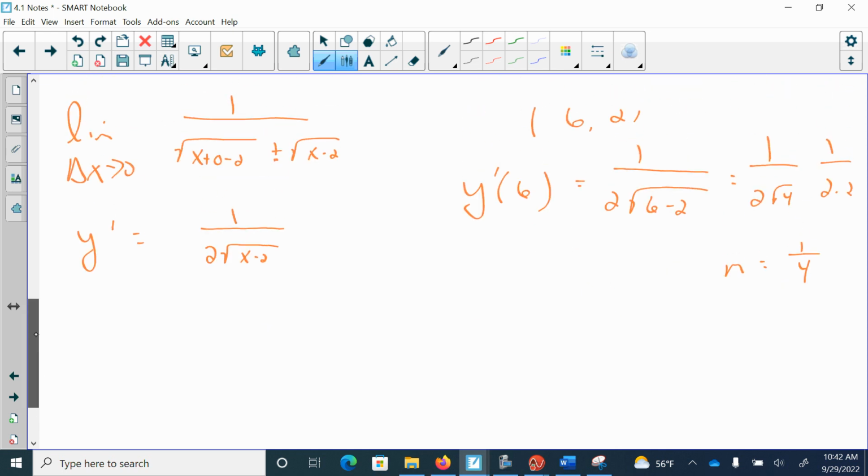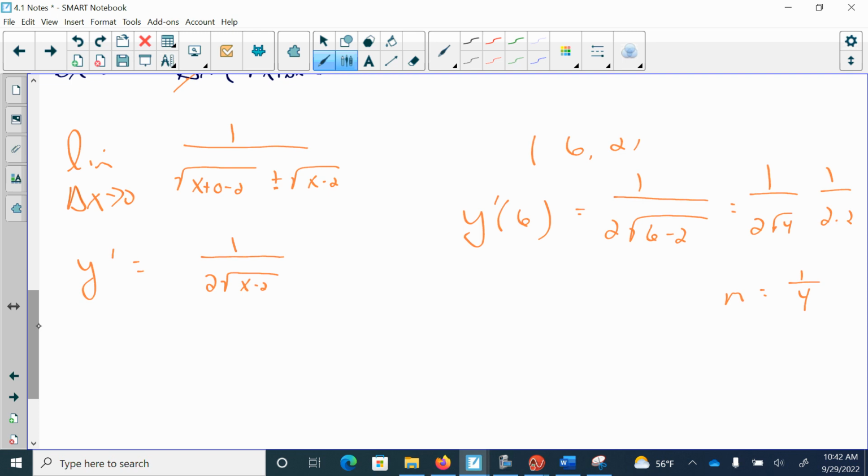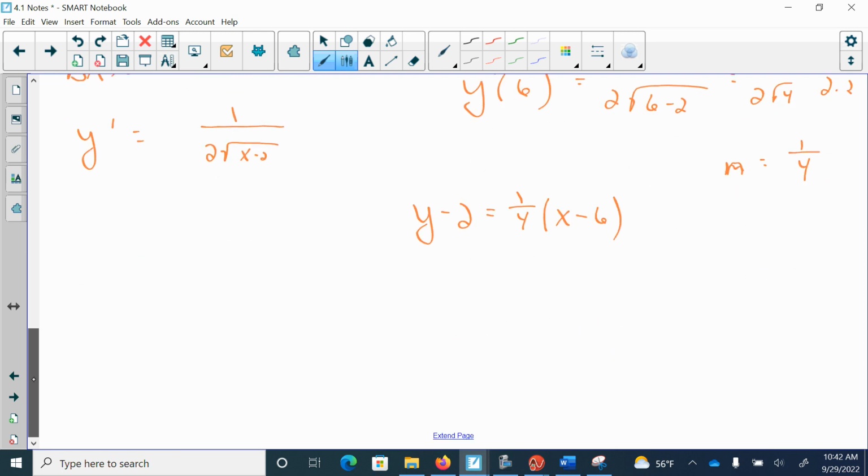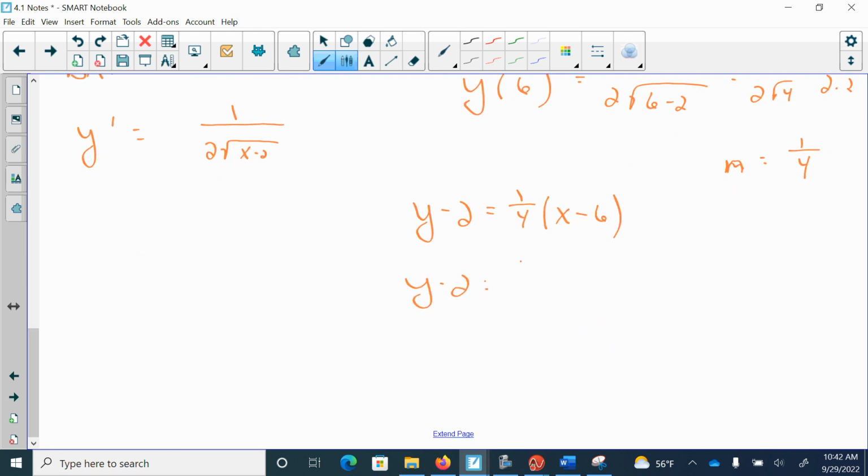So do it my way. Slope. So y minus 2, because I'm doing point slope. 1 fourth times x minus 6. Oh my gosh, we have to do fractions. This is terrible. 1 fourth x minus 3 halves. Add 2, so that's adding 4, so plus 1 half. I think my middle math's good.